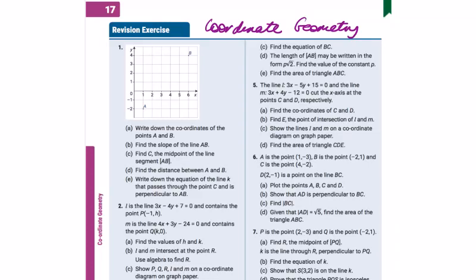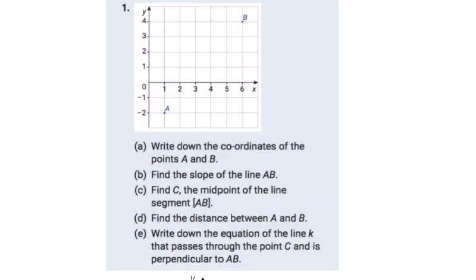In this series of videos, we're going to look at coordinate geometry, chapter 17, revision exercises. So in question 1, we're asked to write down the coordinates of A and B. So starting off really simple. If you can't do this, you're in big trouble. So starting at 0, out 1, down -2. So that's x is 1 and y is -2.